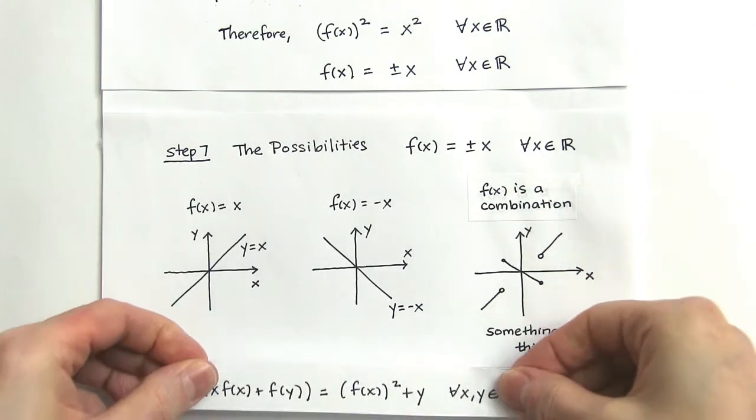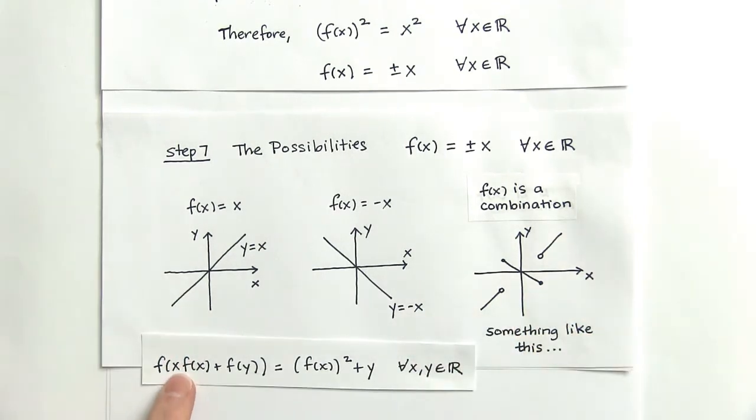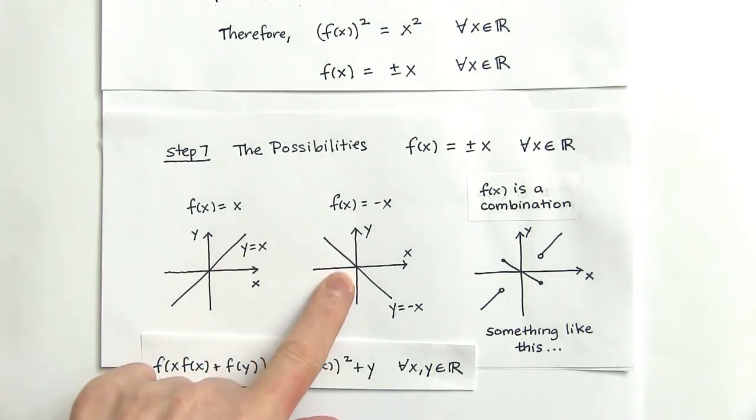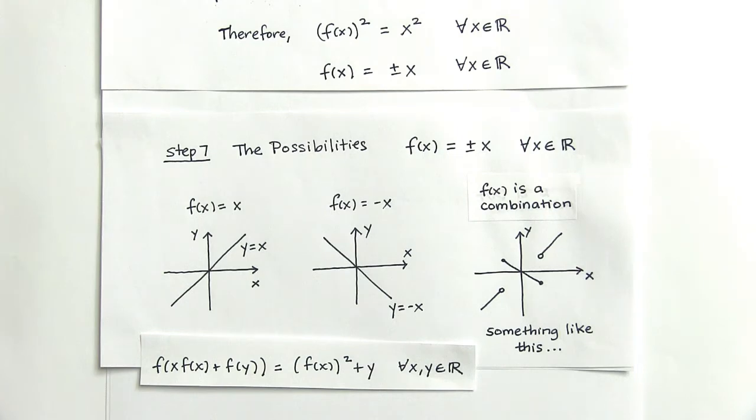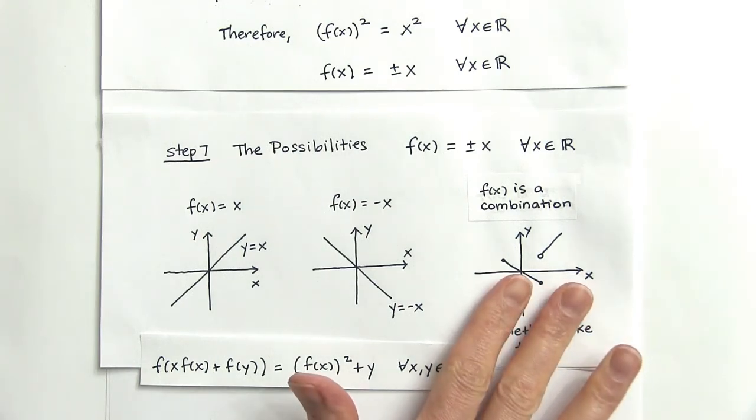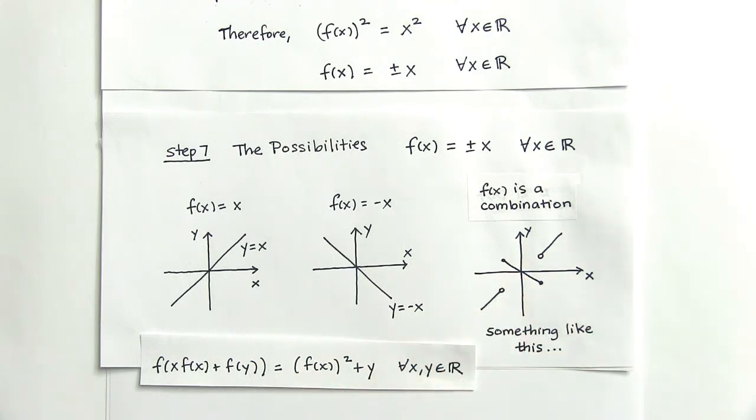So these are the possibilities for the function f that must satisfy this condition for every pair of real numbers x and y. These are the only three possibilities: y is x, or y is minus x, or some combination thereof that's symmetric across the line y equals x. So let's check each of these possibilities and see if each satisfies this condition. I'm going to look at the last possibility first because it looks like the most complicated to check.